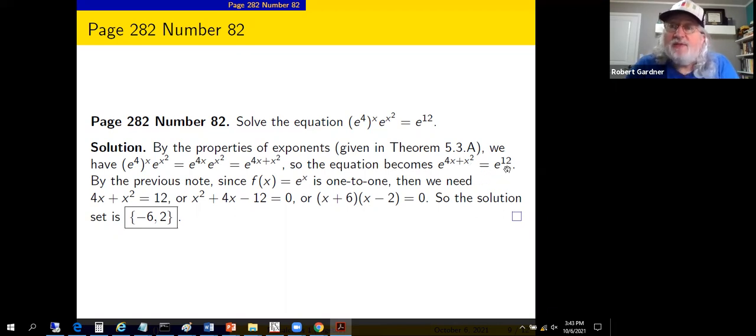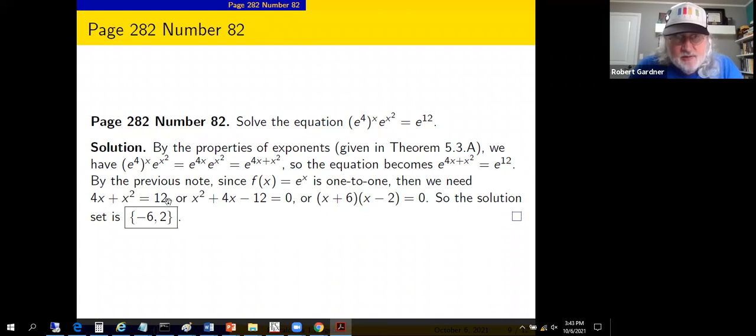Just like on the previous example, the only way these could be equal is if the exponents are equal. That is, if 4x plus x squared equals 12. As long as we get the same base, we're good to go. If they give you a different base on the right-hand side, there's nothing we can do at this stage. So these are set up for us to solve with what we currently know.